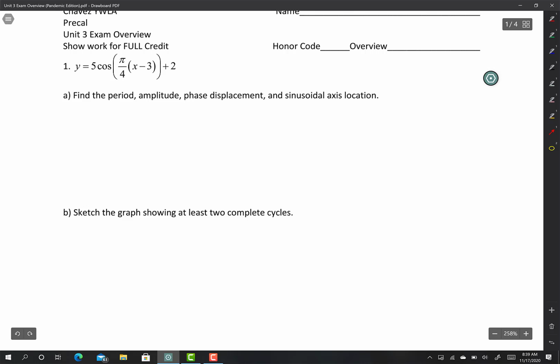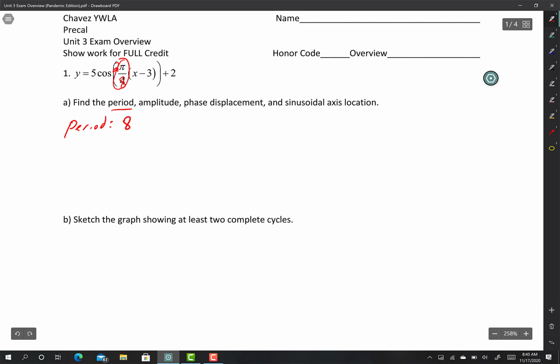So this one, question number 1, says find the period, amplitude, phase displacement, and sinusoidal axis location. It's pretty straightforward. The period, well, this is a b here, so you can just do 2 pi divided by the b. If you look at it, you can put a 2 there and then make that an 8. So the period has to be 8. If you didn't like that, no big deal. You could have just done 2 pi divided by pi over 4 and keep change flip, 2 pi times 4 over pi, and you'll get your answer of 8.